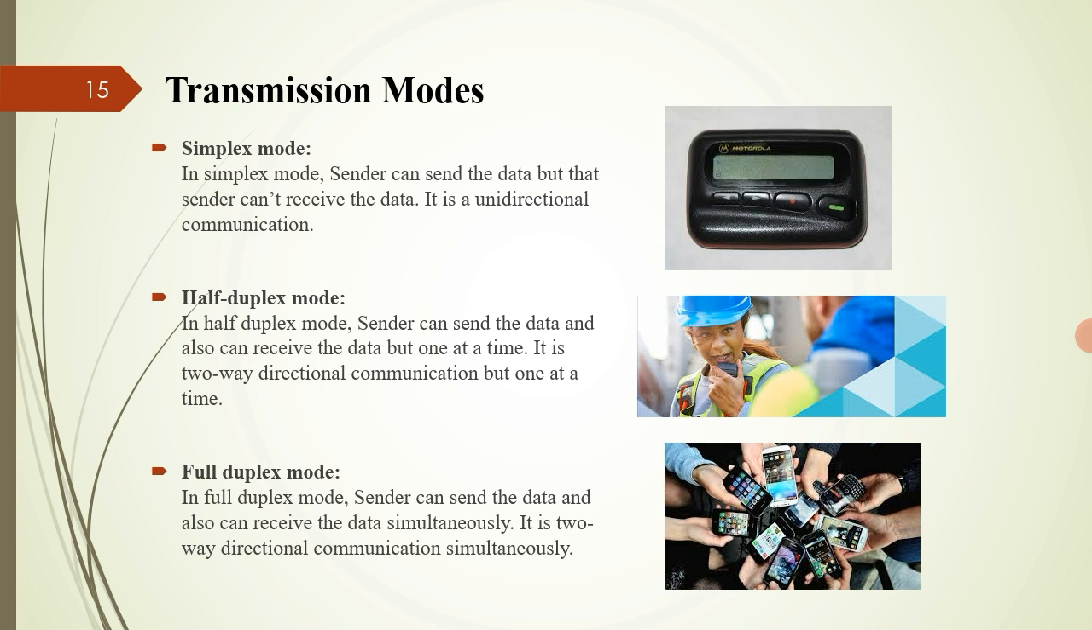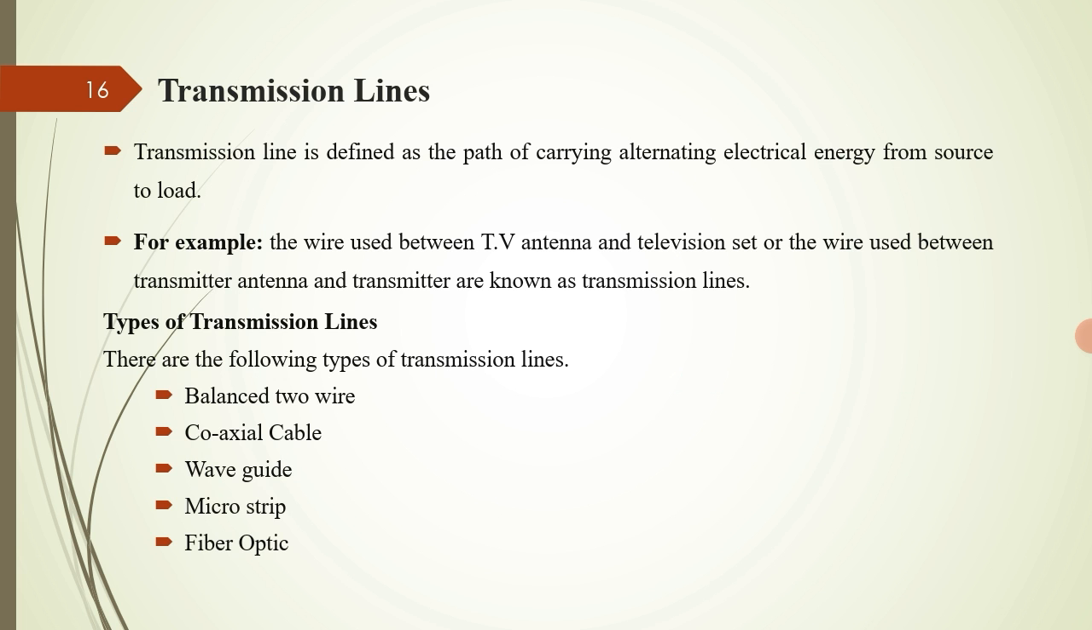Fine. And next one is about the transmission lines. So the transmission line is defined as the path which carries an alternating electrical signal from a source to the destination. Alright, so here the transmission lines are classified into 5 types: balanced two wire, coaxial cable, waveguide, microstrip, and fiber optics. So these are the 5 types of transmission lines involved in the communication system. Okay, so we will discuss these types of transmission lines in the next video.